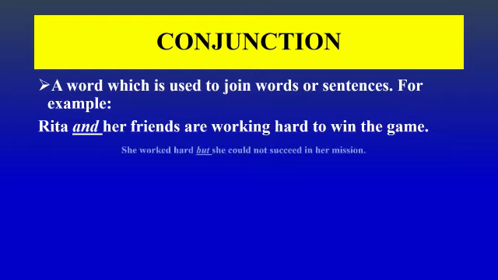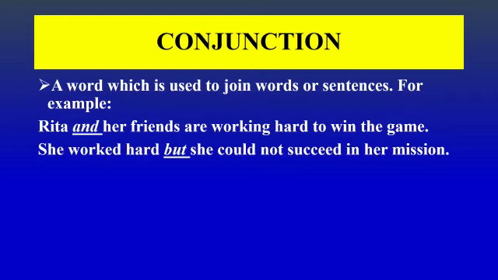For example, she worked hard, but she could not succeed in her mission. So here there are two mini sentences, I should say. There are two sub sentences in this sentence. One is she worked hard, another is she could not succeed in her mission. So both these mini sentences or sub sentences are joined by a word but. So here the word but is working as a conjunction.